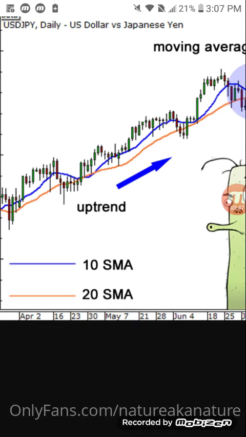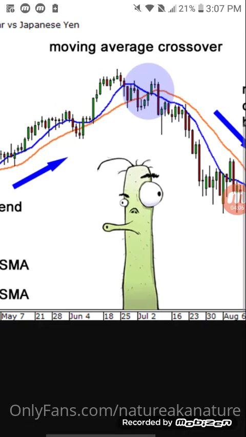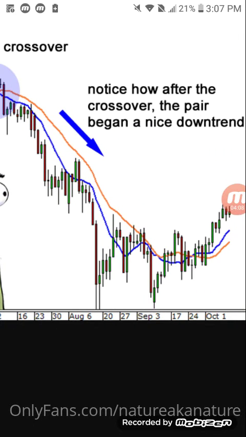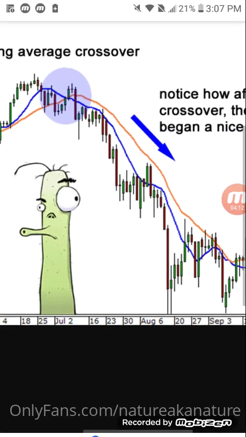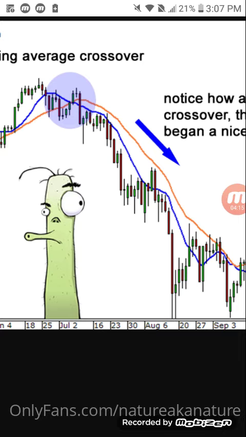As you can see, the current trend was an uptrend. If price or the candles are above the moving average line, no matter if it's a 10 SMA or a 20 SMA, as long as you see the candles above it, this signals that the trend is in an uptrend. As soon as you start to see the candles below the moving average, this lets you know that it's a downtrend. So how can you know?